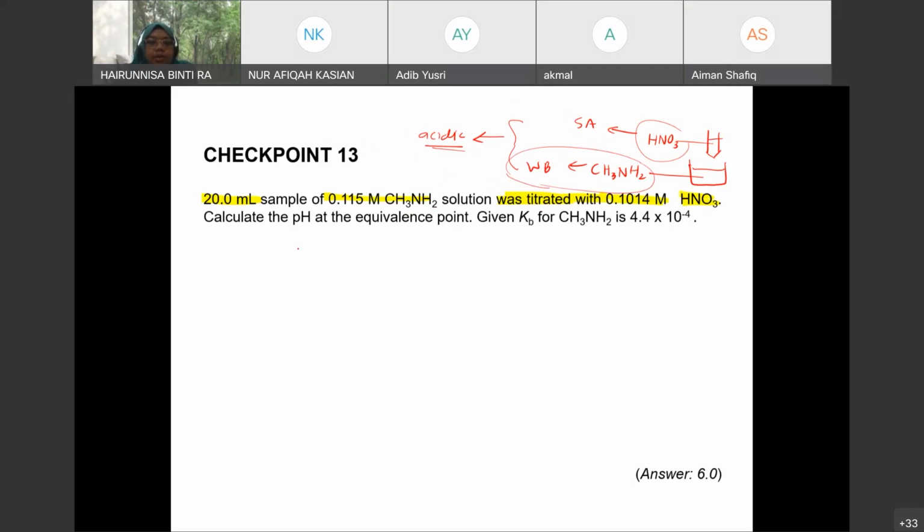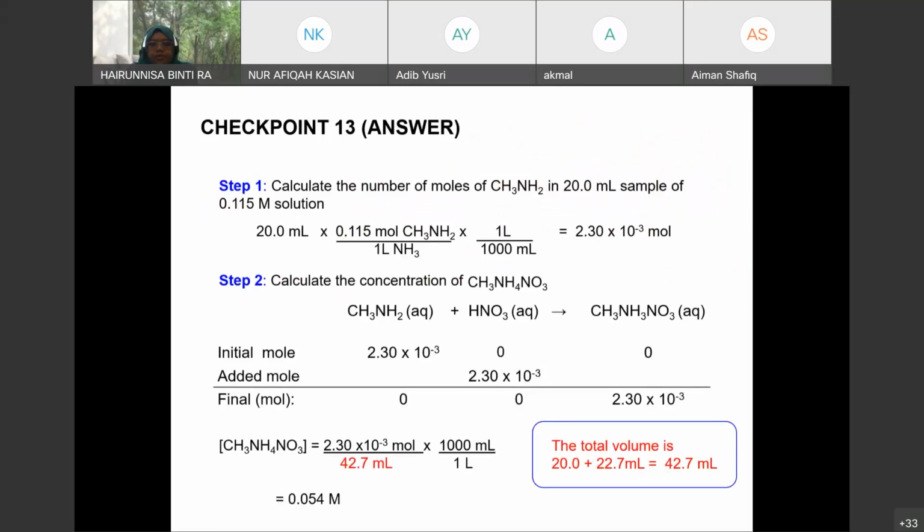Okay, so you kena hati-hati kat sini because of this one, dia tak bagi unknown dia punya volume. You kena carilah. Okay, volume dia berapa and then mol dia pun kat sini, mol dia lain. So you have to use, you boleh guna MAVA over MBVB pun kat situ. Yang penting dia nak pH equivalent ni. Ni yang kita tahu dia akan a bit acidic lah because we want to find the pH of salt. Okay? So, we go one by one.